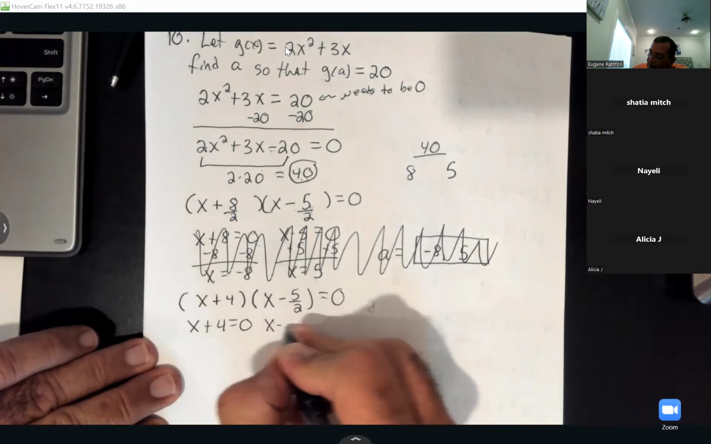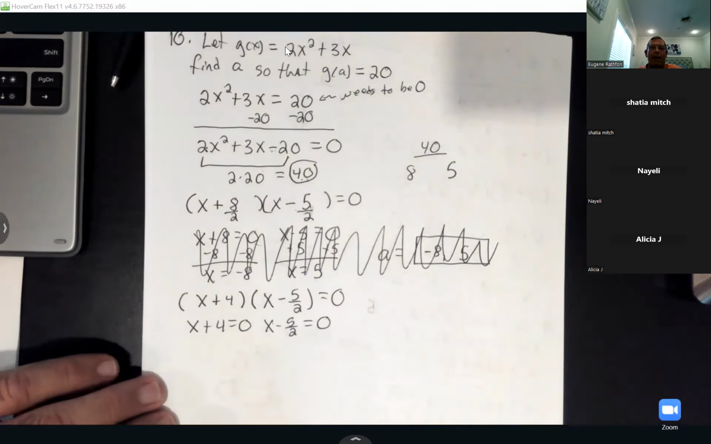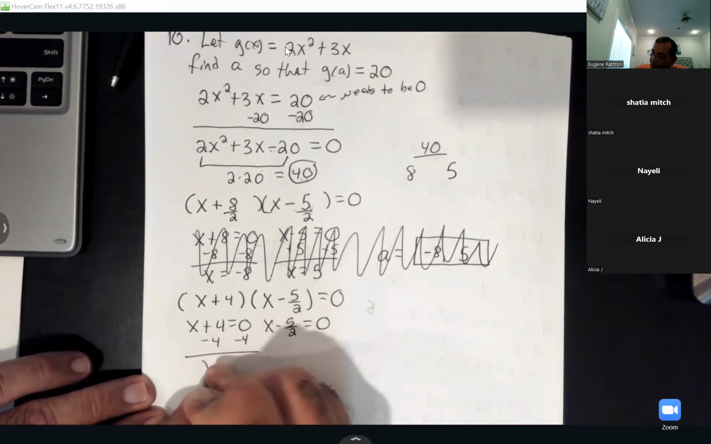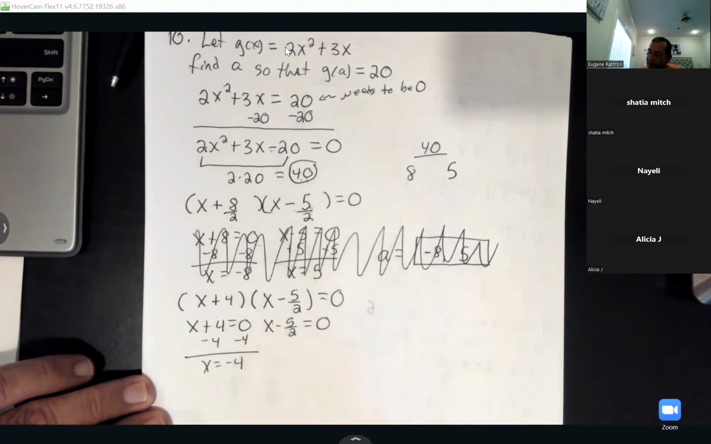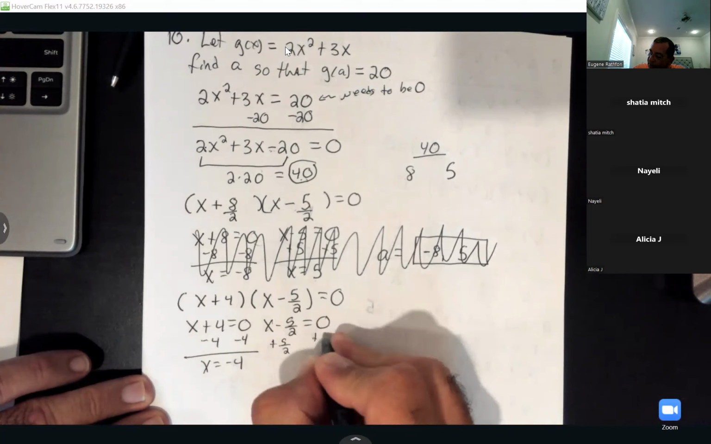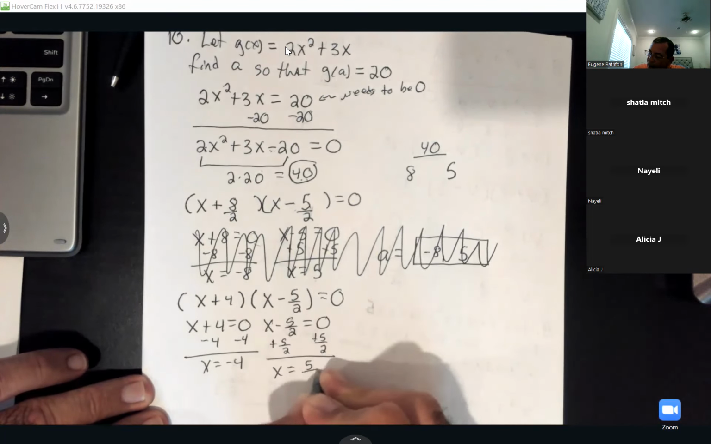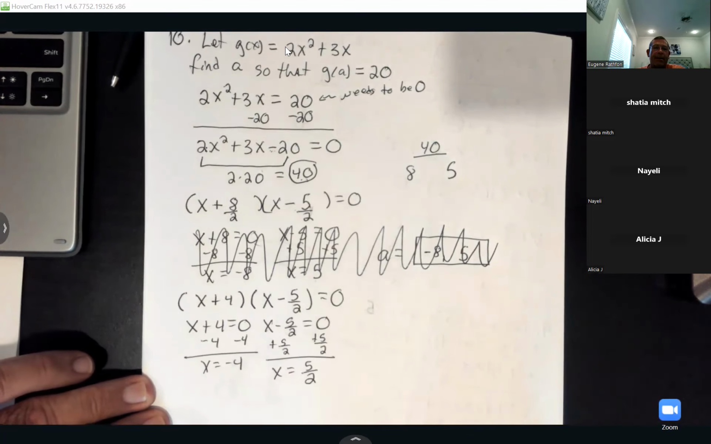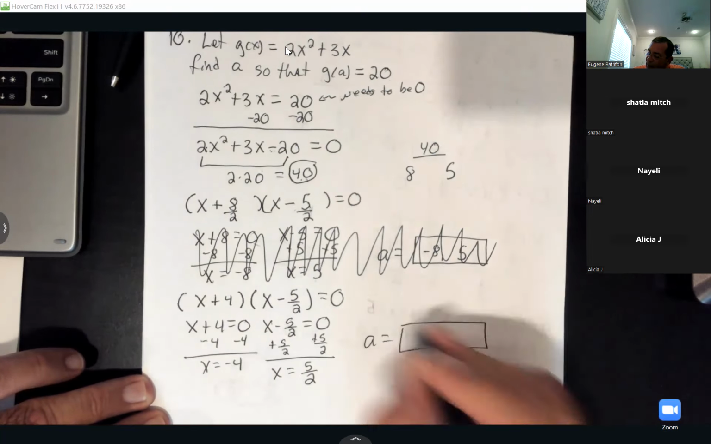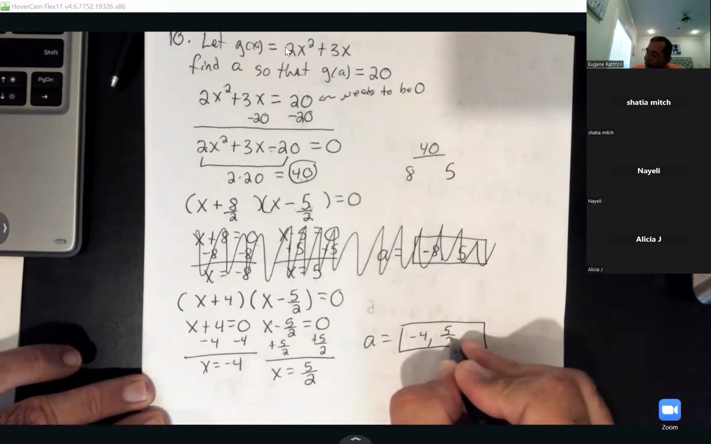All right, so I'm going to set both these equal to 0. All righty, y'all. So the first one, subtract 4. We will get a -4. And then the second one, add 5/2. And we get x equals a positive 5/2. So then we would put what? Our 2 answers in the box of a -4 and a positive 5/2.